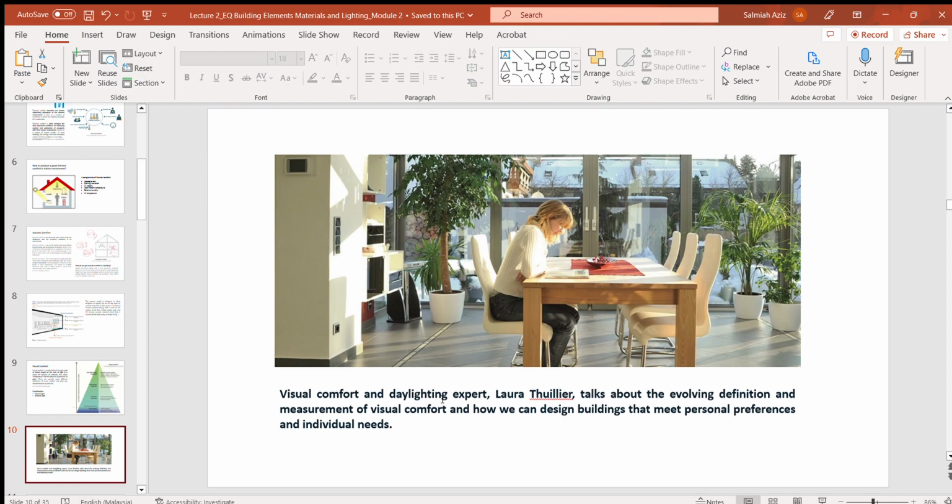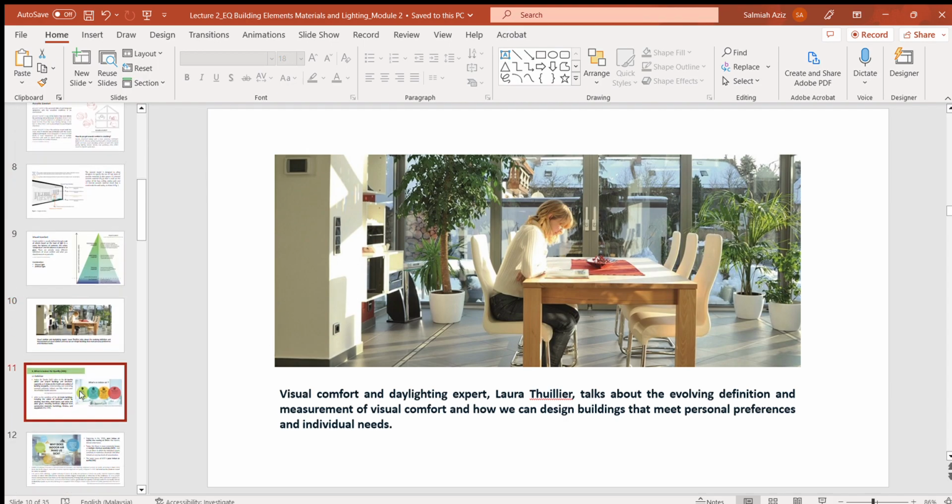Visual comfort lighting expert Laura Twyler talks about the evolving definition and measurement of visual comfort and how we can design buildings that meet consumer preference and individual needs. So if we look at even this picture, where natural light is coming through to the building, natural light we can also say is sunlight.